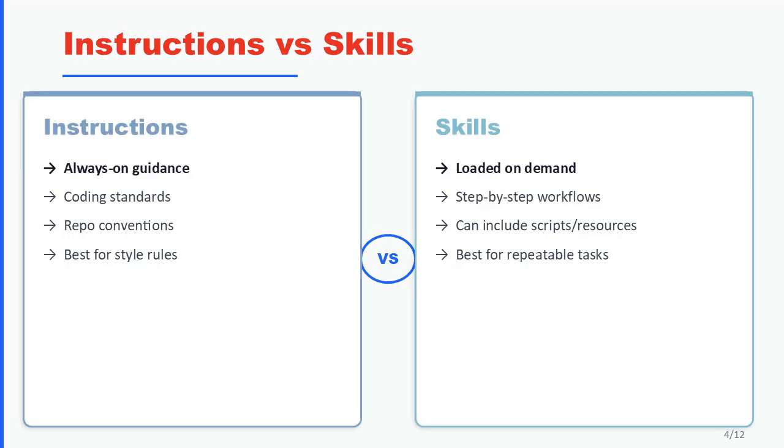Instructions and skills look similar because both use text, but they solve different problems. Instructions are always on rules. Use them for things like naming conventions, test expectations, framework patterns, and security rules. Skills are task-specific workflows. Use them when Copilot needs to perform a repeatable process, like reviewing a pull request, running an integration test checklist, creating a release note, or investigating a failed build. Simple rule. If it is a rule, use instructions. If it is a procedure, use a skill.